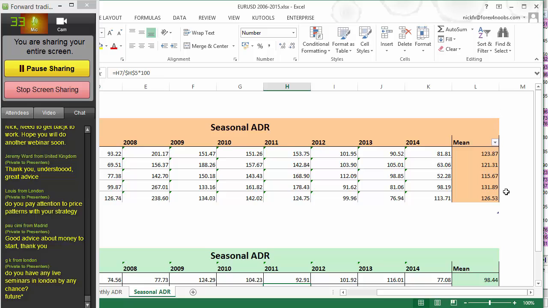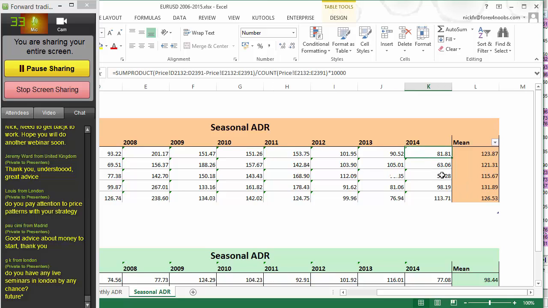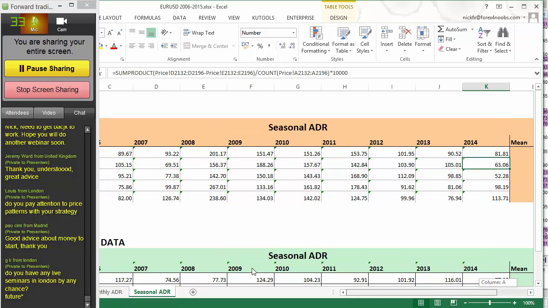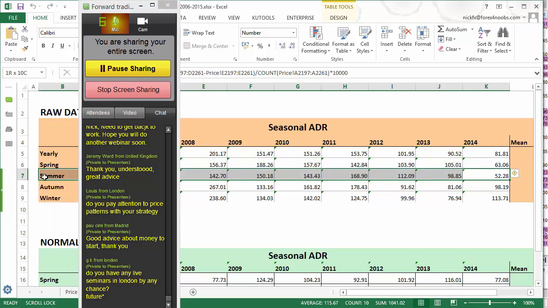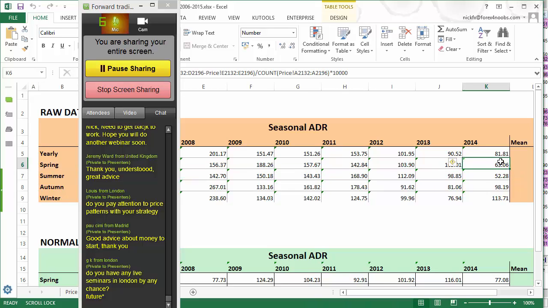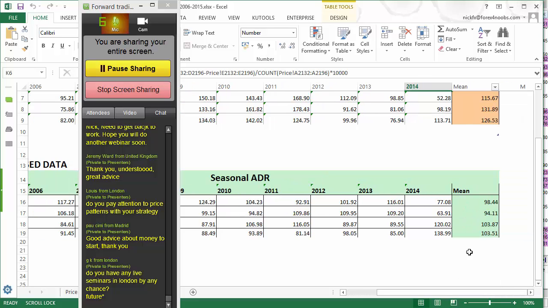All right, it's going to be hard to explain what's going on here, but we can see in 2014 the average daily range dropped down to 63 pips. This is EUR/USD. In summer, 52 pips. That's the average for the year. So this is summer, and we can see the average daily range drop down very significantly. It dropped down to 52 pips, and the spring before that it was already pretty low. The summer is pretty consistently the slowest time of year to trade.